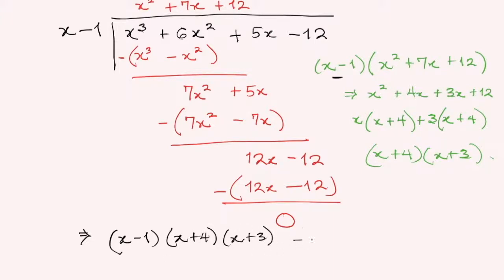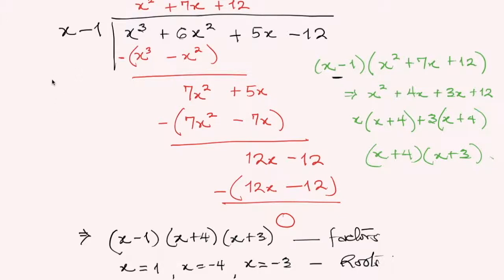So these are the factors of the polynomial, and our roots are x equals 1, x equals minus 4, and x equals minus 3. These are the roots of the polynomial. And that's how you get the factors for your cubic polynomial.